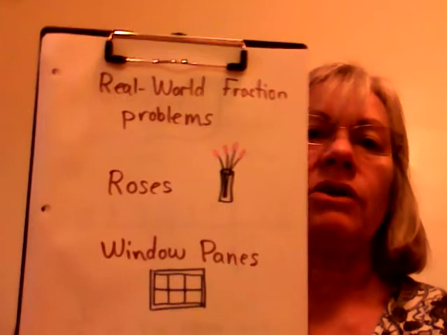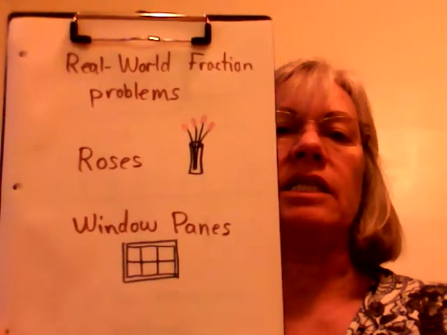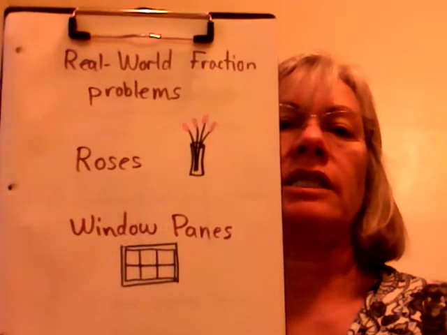We're going to do some more work with fractions today and talk about some problems that might occur in the real world. We have a problem involving roses in a vase that we'll work on first, and then we're going to talk about some window panes because it's easy to think about these as fractions. We're going to do some work with finding a fraction of the whole group of a set like we've talked about before. In the problem with the roses, the set is all the roses, and the situation is this.